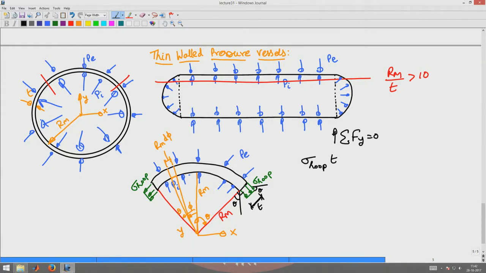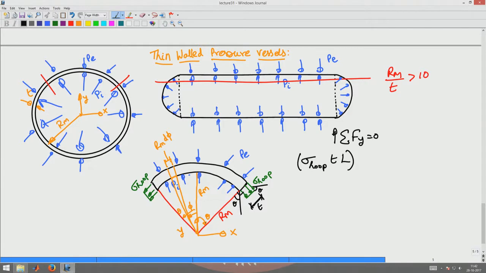I am assuming the hoop stress is constant over the thickness of the cylinder, it is a reasonable assumption given that the vessel is thin walled. And then it acts over a length L of the cylinder. So, that is into L, that gives me the force. I have to find the component of this force along the vertical direction.